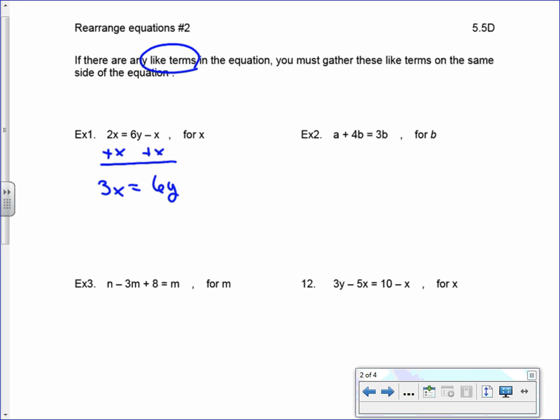So I'm going to just stop and point out that if I said solve for y, you would divide by 6. But if I say solve for x, you're going to divide by 3. Does that make sense? We're going to divide by 3, and x is equal to 2y. Easy enough? Okay, take a look at example 2.